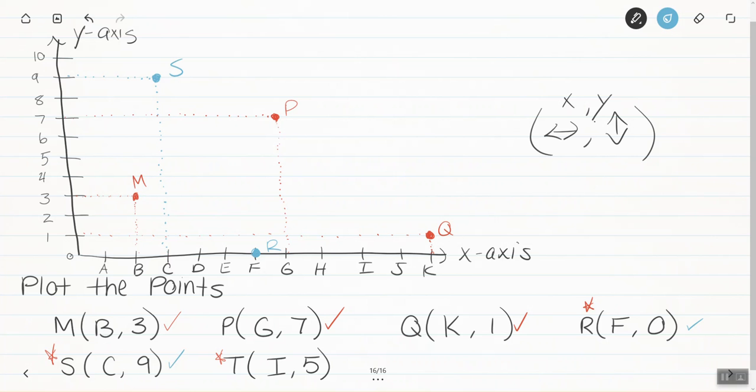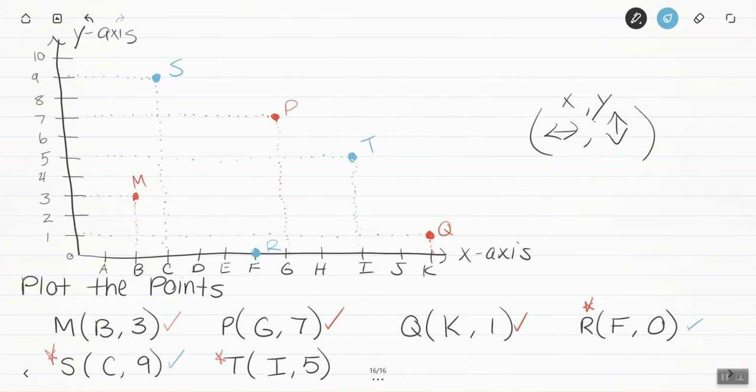And then I need to do point T, which is I and 5. I'm going to go across to I, and then I'm going to follow it up to 5. Put a dot. You can see that it intersects with the 5, which is T. And that is all there is to plotting points. So if you can remember the game Battleship, you will be successful in Unit 7.